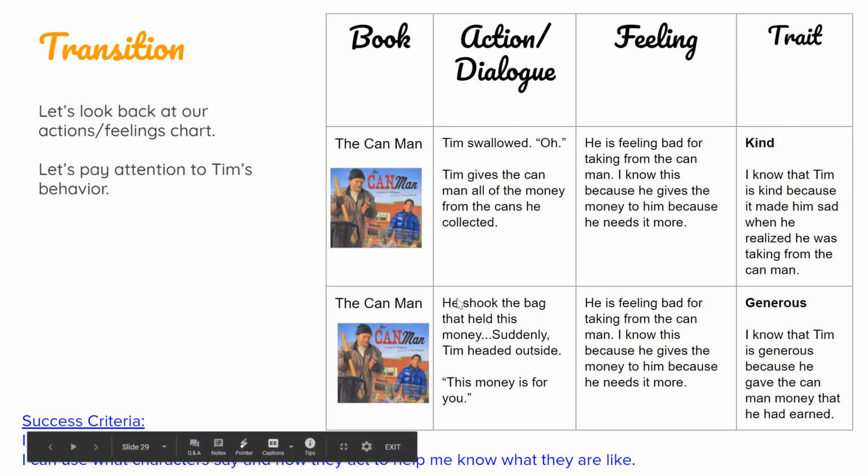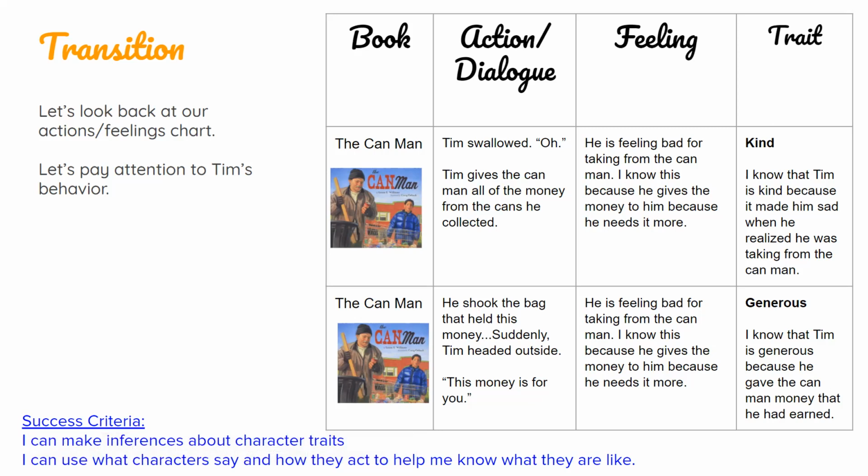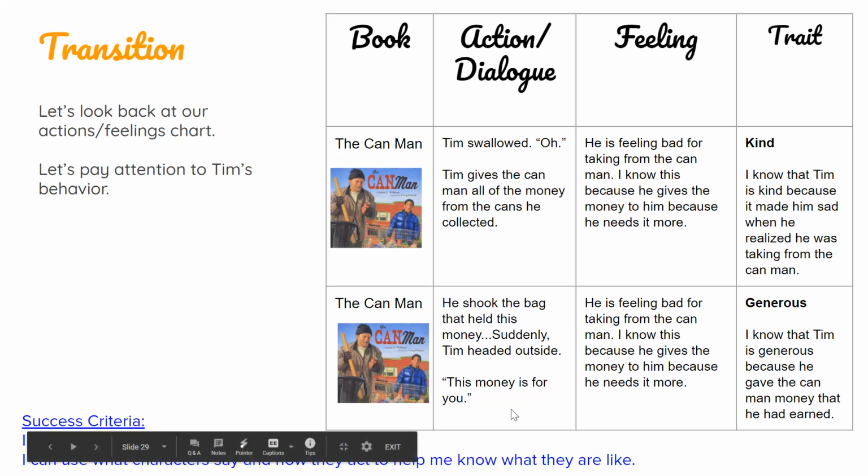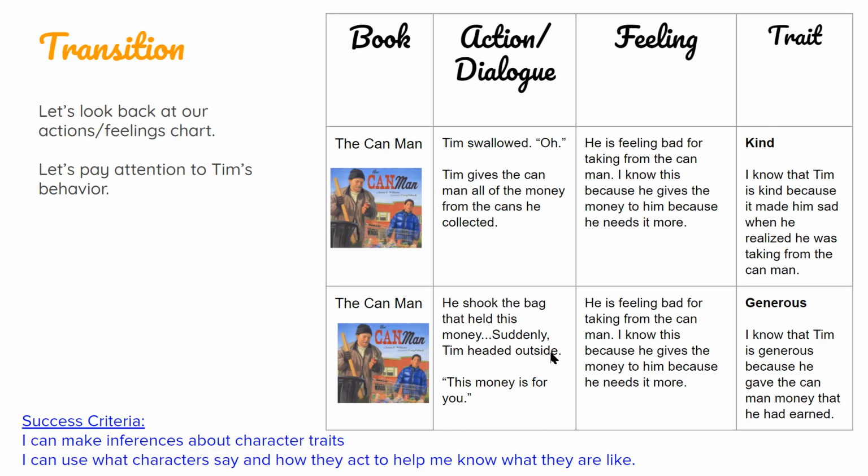Another thing that he did, when he turned in all of his cans, he had a bag of money. He held the bag in his hands and he shook it. Suddenly, Tim headed outside. He went up to the can man and he said, "This money is for you." So here I see the dialogue. In his action, he shook the money in his hand and he headed outside to give it to the can man. Once again, he was feeling guilty for taking money from the can man. I know this because he gives the money to him. This shows me that he is generous.